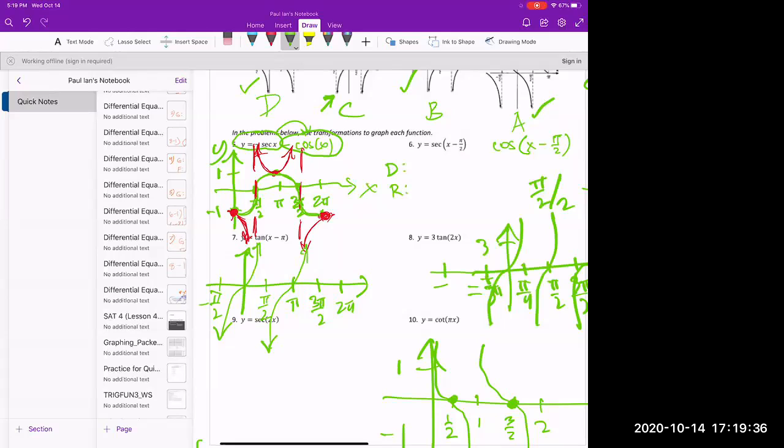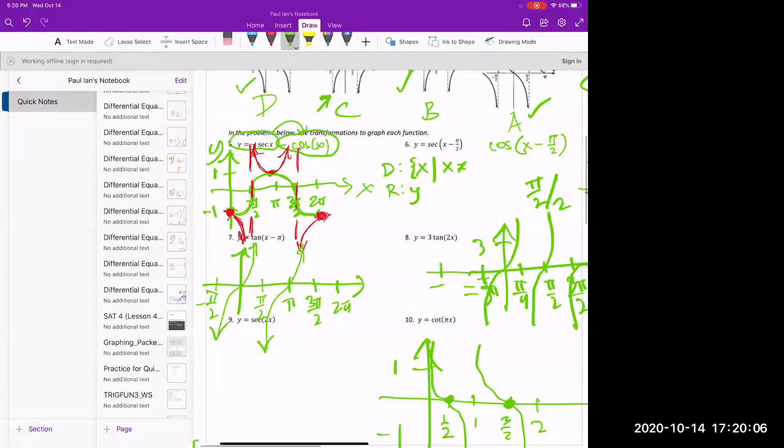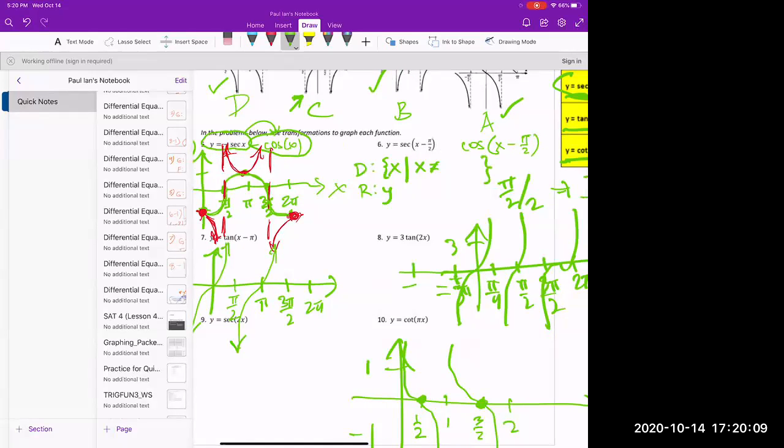Okay. Why don't you tell me what the domains and ranges are? Would it be X and Y? X such that X, well, that's how we do it in my class. You're talking about the way you write it. Yeah, X such that X is not equal to pi over 2 and 3 pi over 2, right? Yeah, where the asymptotes are.